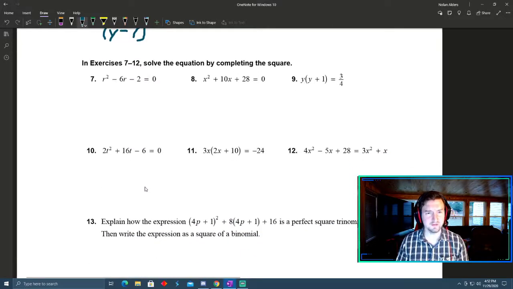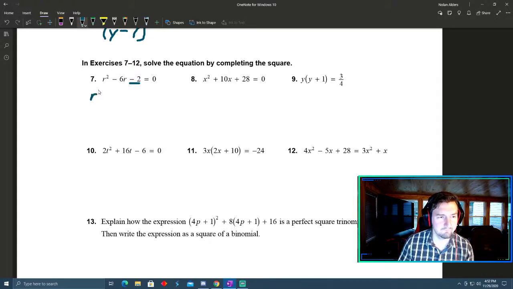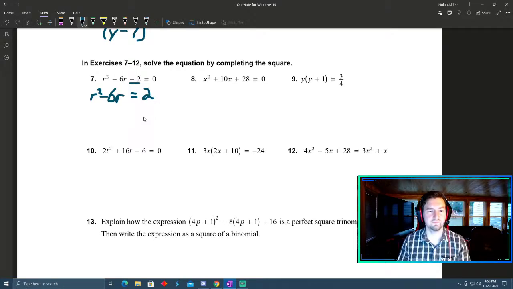All right, let's actually solve an equation by completing the square. So let me show you how we can do this. Notice that there's already a number here. Now, what we want to do is get rid of that number so that we can complete the square. So we'll add that to the right side. So we'll have r squared minus 6r equals positive 2. 0 plus 2 is 2. Okay, and then we can complete the square over on the left side.